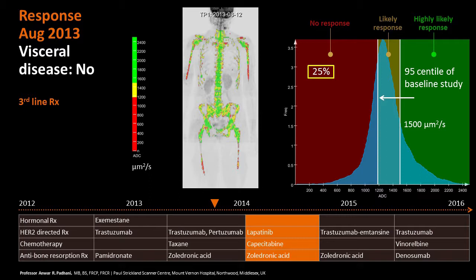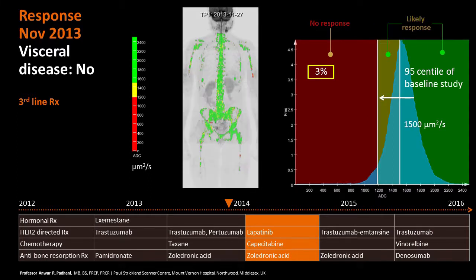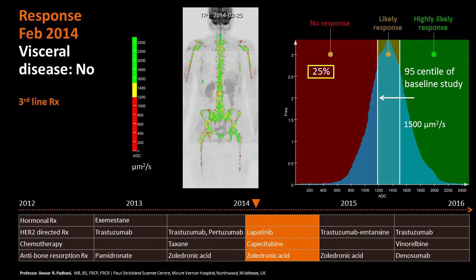This time, 25% of the voxels are considered in the active range. We confirm this response on the next scan. Again, she shows green voxels only. On the next scan, we are beginning to see some areas of red. However, 75% of the voxels still show a good response to treatment.